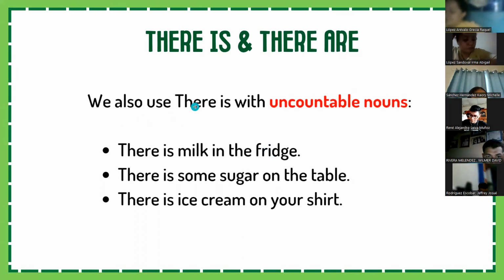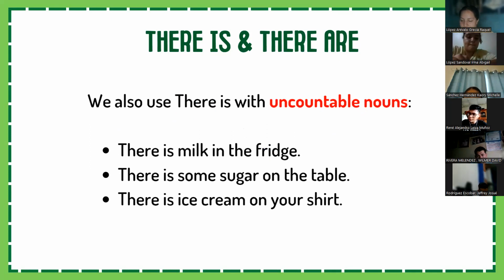We also use there is with uncountable nouns. Look at this. Vayamos conectando todo. Acuérdense que los uncountables no se pueden usar en forma plural y se deben usar con el verbo to be, is. Entonces yo puedo decir: there is milk in the fridge. Hay leche en el refri. There is some sugar on the table. Hay algo de azúcar en la mesa. There is ice cream on your t-shirt. Hay helado en tu camisa.